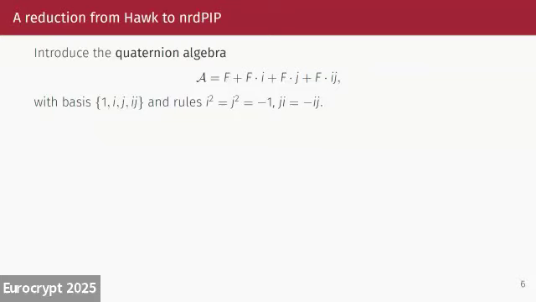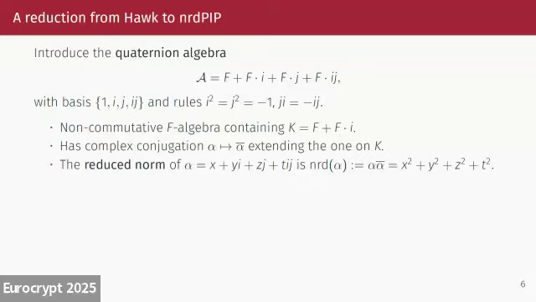So we introduce this quaternion algebra A. This has dimension 4 over F with basis 1, i, j, and ij, and with the usual rules. So i squared is equal to j squared equal to negative 1, and ji is equal to negative ij. Because of the last rule, this is a non-commutative algebra. It contains K as a commutative subfield, and it also has a complex conjugation map which extends the one on K. What we call the reduced norm of a quaternion alpha is the product alpha times alpha bar. So we recover this way our sum of 4 squares.